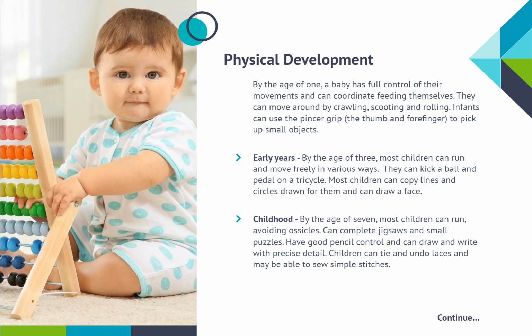Childhood. By the age of 7, most children can run, avoiding obstacles, can complete jigsaws and small puzzles, have good pencil control, and can draw and write with precise detail. Children can tie and undo laces and may be able to sew simple stitches.